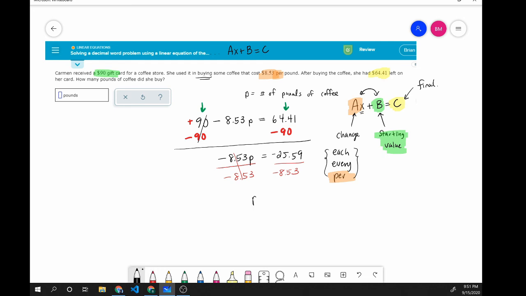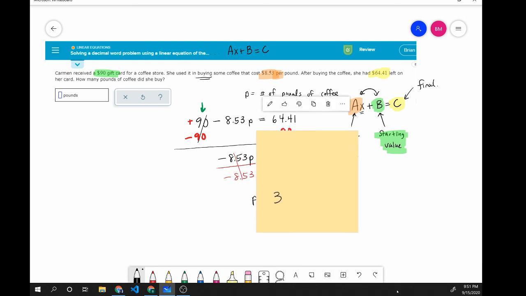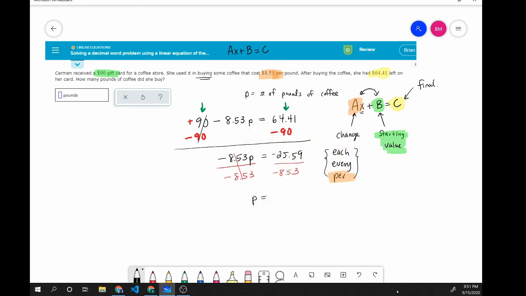So P is equal to, I'm going to do this calculation in the calculator right now, so negative 25.59 divided by negative 8.53 gives me P equals 3. So 3 pounds. P equals 3 pounds. There you go.